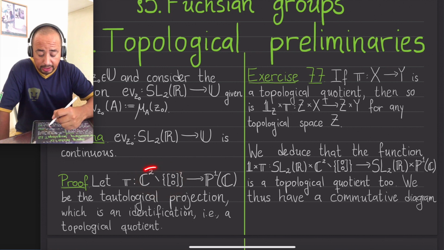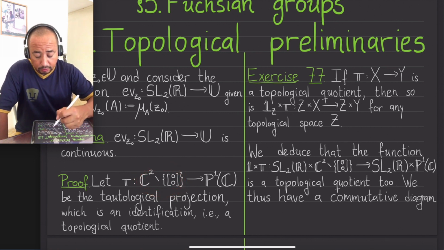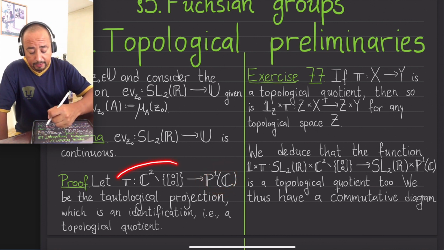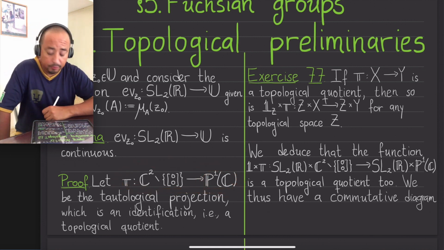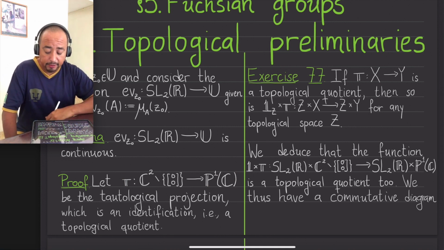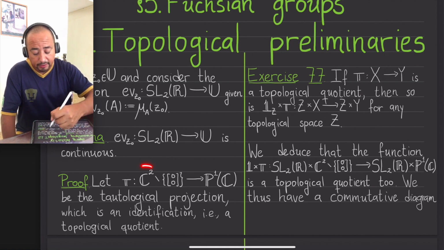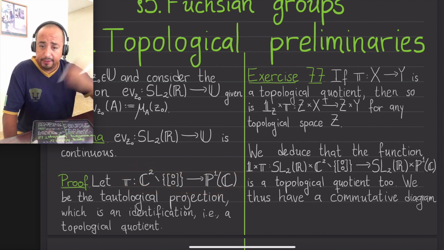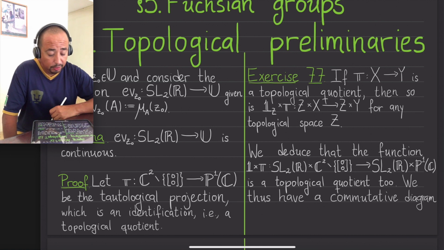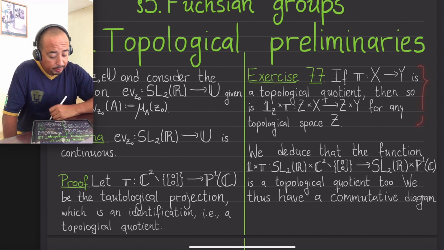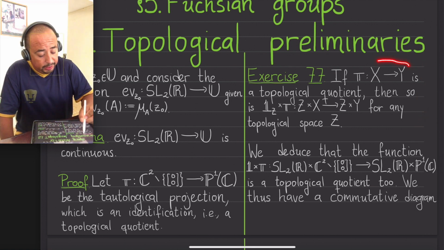We took the analytic topology, and then we said, okay, put a topology in P1C that has the property that the function is an identification, or in other words, a topological quotient. Categorically speaking, in the category of topological spaces, this function is a quotient. We did this at the beginning of the course, so I'm just recalling.